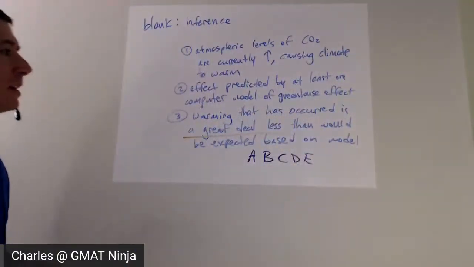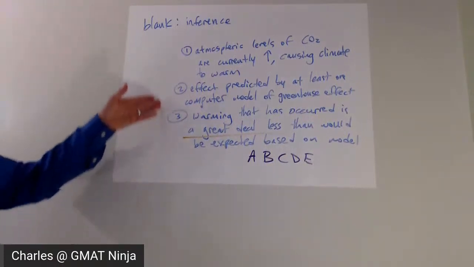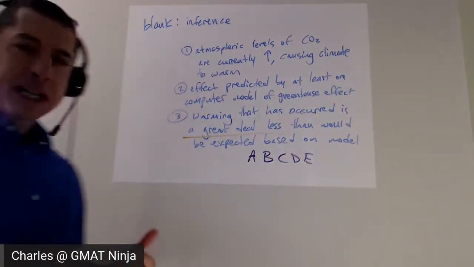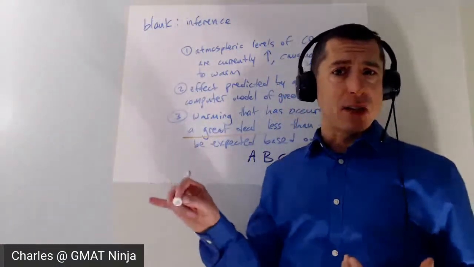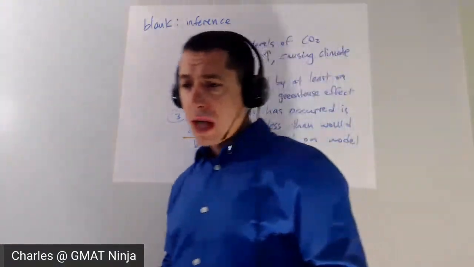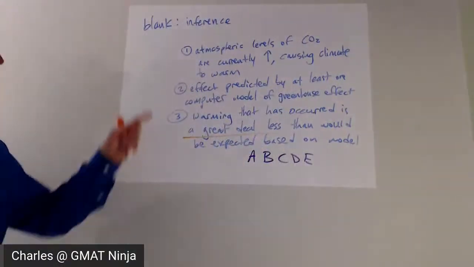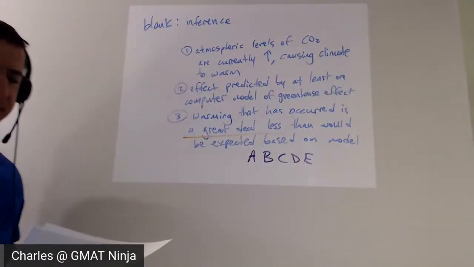All right, so fine. A little bit of a discrepancy. The effect is predicted by at least one model. We know the climate's warming, but it seems like it's way less in this particular model. Why is that? Okay. So we're trying to figure out what can be concluded based on these three facts.